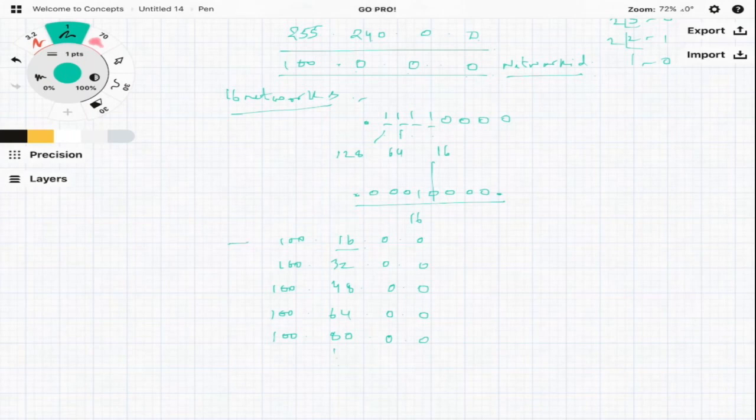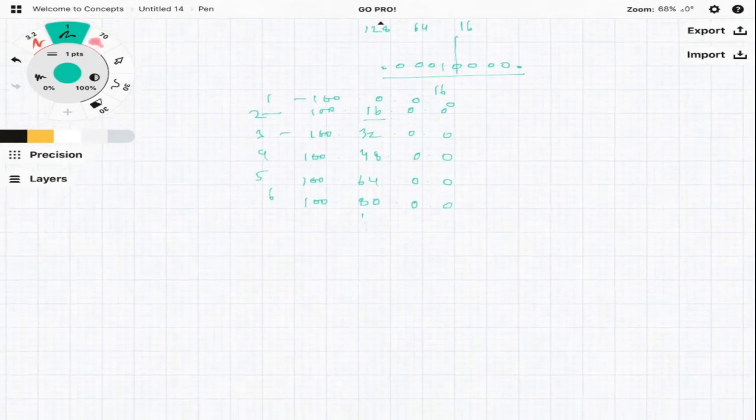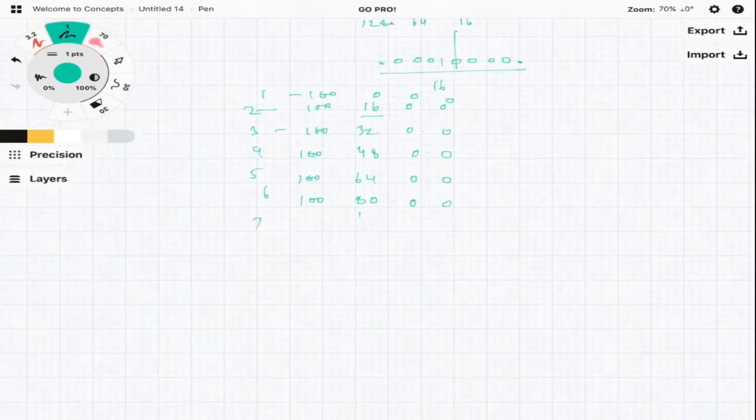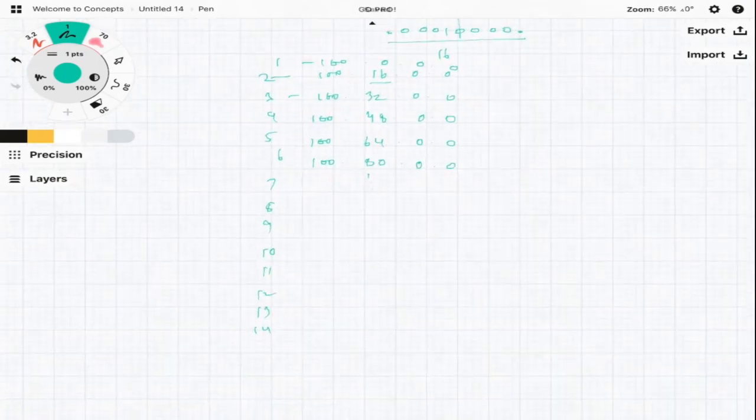100.0.0.0 is the first network ID. This is the second network ID. This is third, fourth, fifth, sixth, seventh, eighth, ninth, tenth, eleventh, twelfth, thirteenth, fourteenth, fifteenth and sixteenth. 16 network IDs are possible.